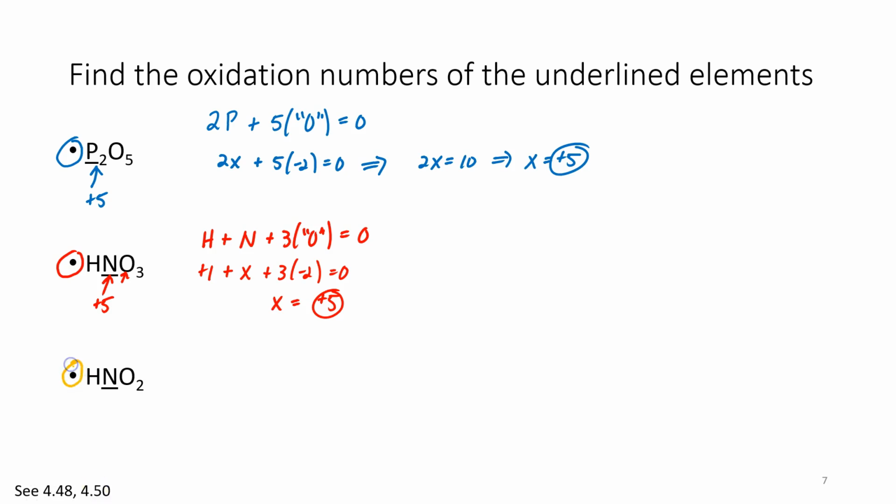Let's try HNO2 or nitrous acid. Again, we're going to add up the oxidation numbers for all of these elements. Our first element is hydrogen. It's combined with nonmetals, so it'll have an oxidation number of +1. I'm going to call this nitrogen X. And then I have my 2 oxygens. This is not a peroxide, so each oxygen is going to have a -2, and they have to add up to 0. And I think X, or the oxidation number of nitrogen, is going to be a +3 in this compound. Let's try a few more.